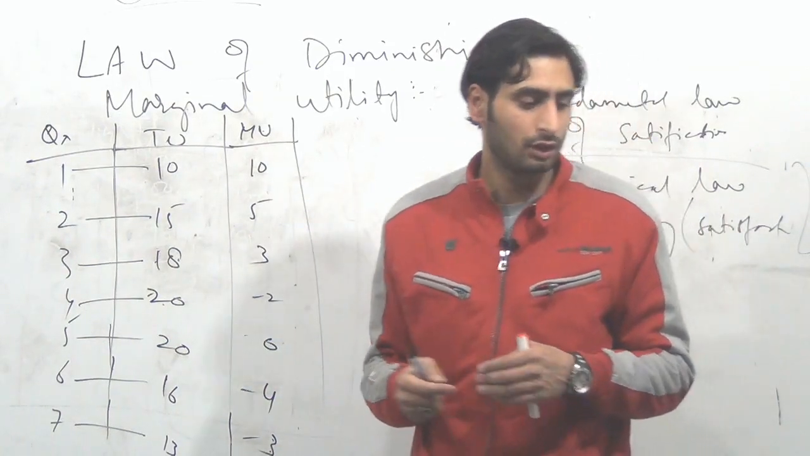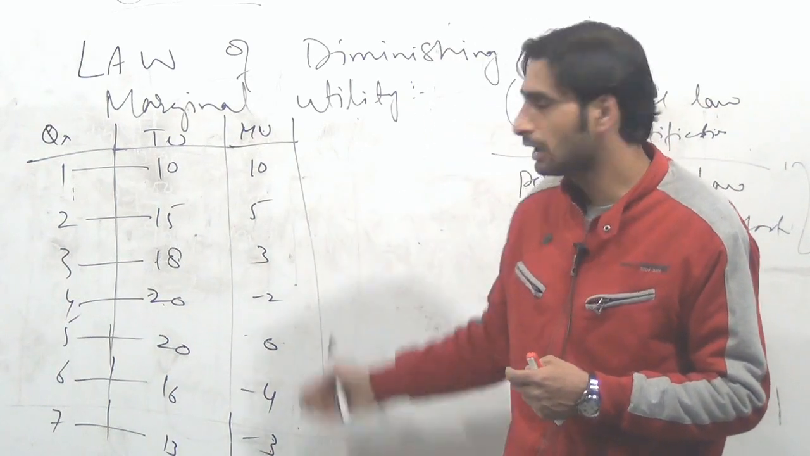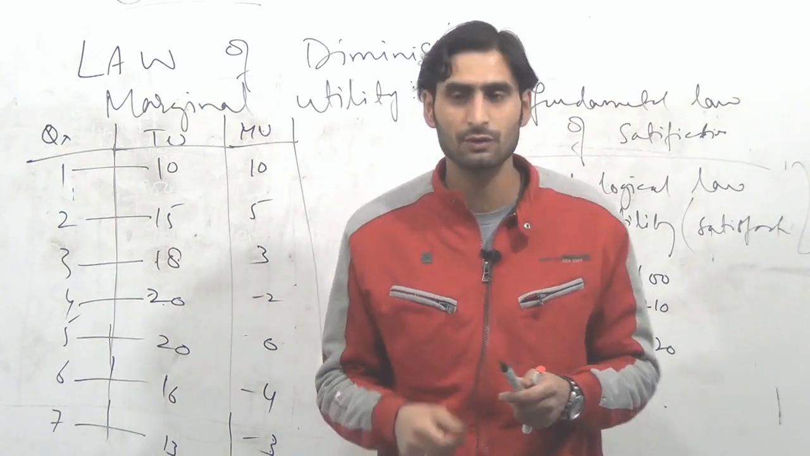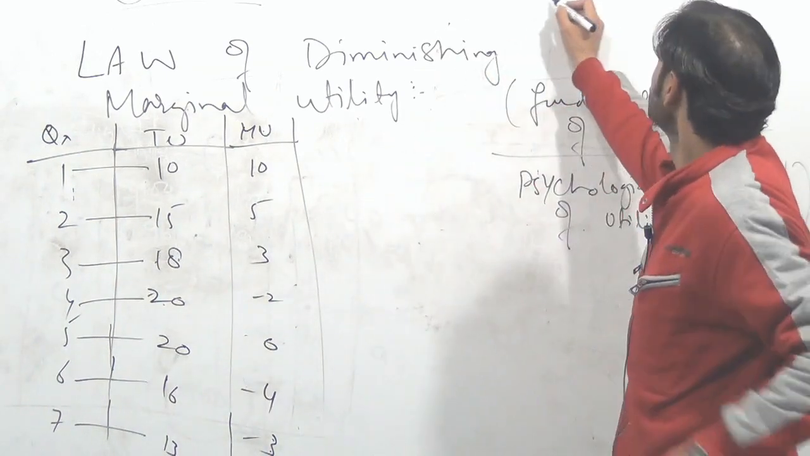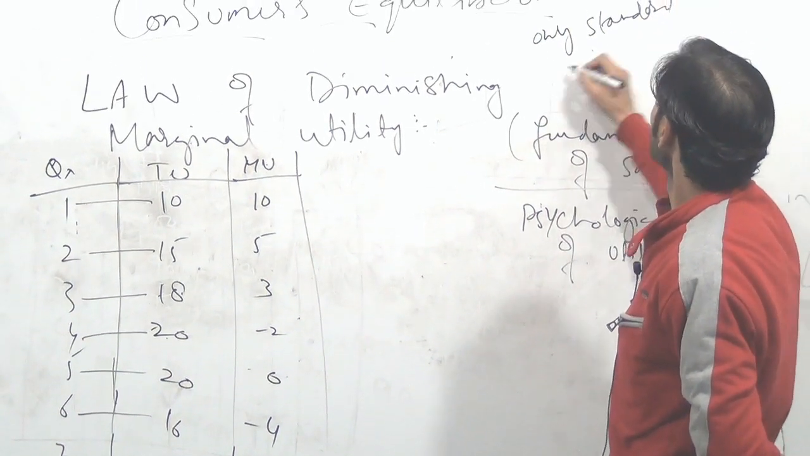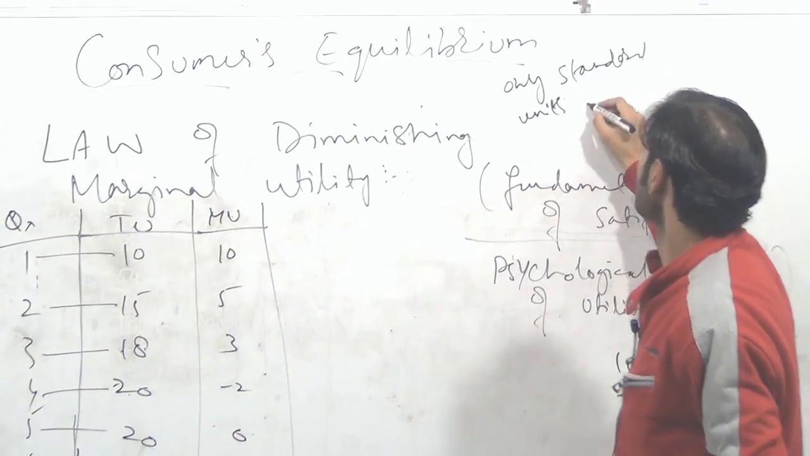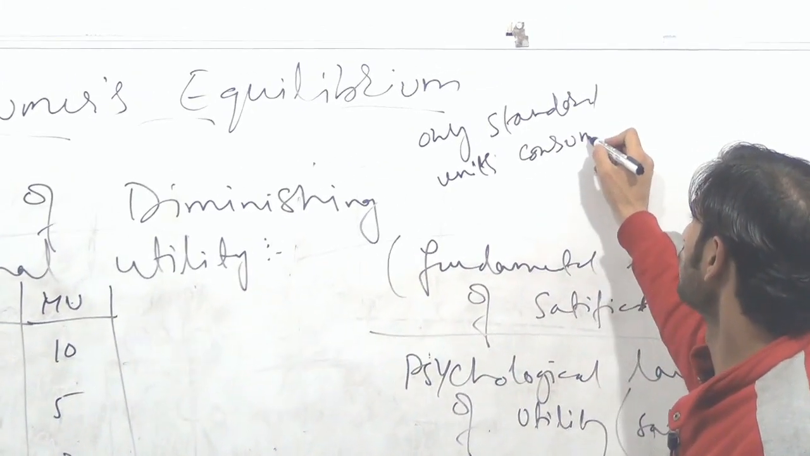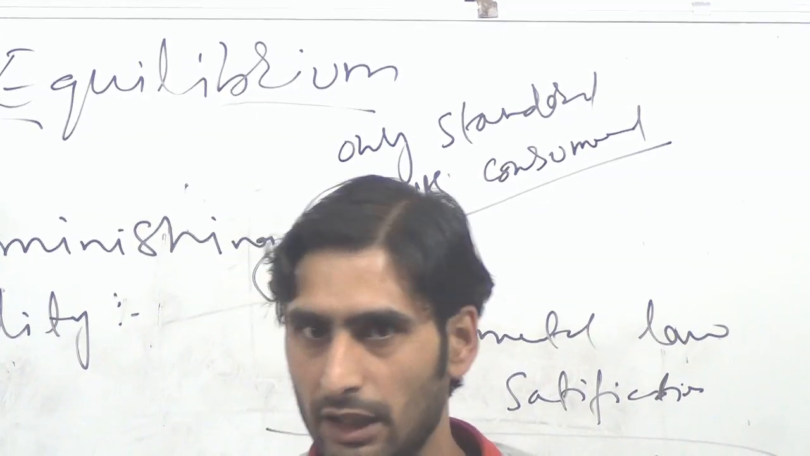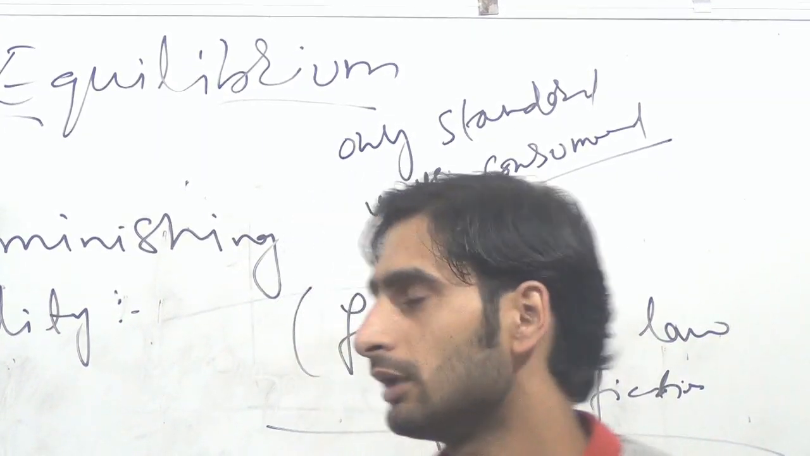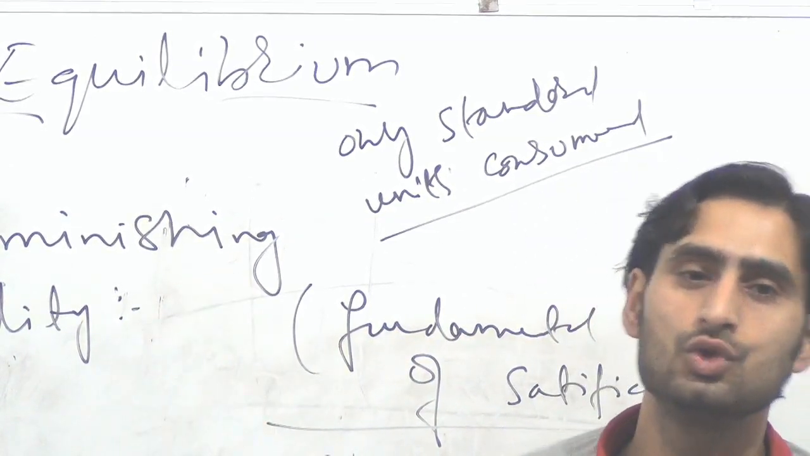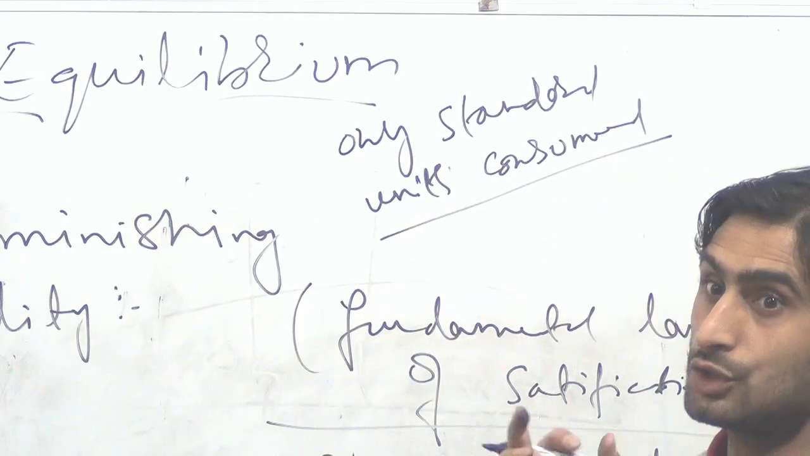The law we are using here has only two basic assumptions. Number one is only standard units consumed. What does it mean? It means I am consuming a cup of tea, which is a standard unit, not spoons of tea. Then this law will never get established, because I'll be able to consume many and many spoons of tea. So only standard units must be consumed.